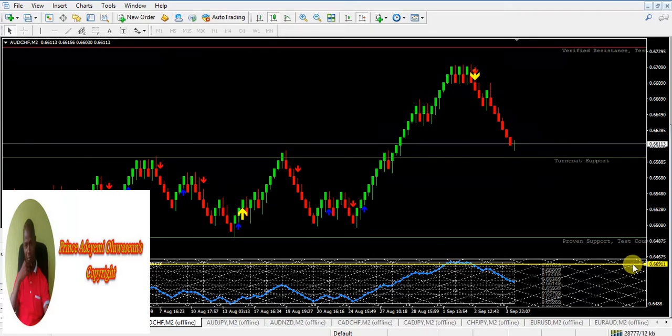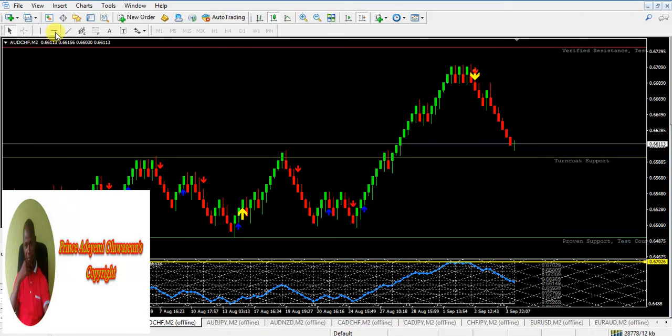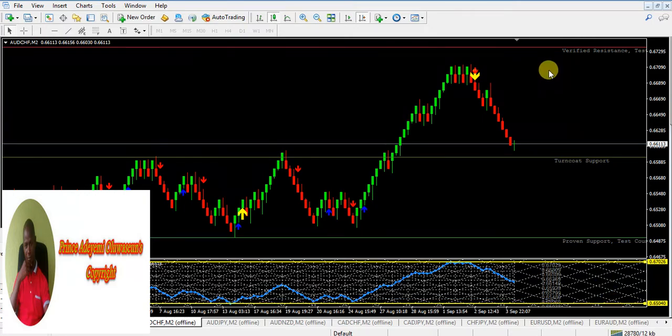Look at this line. That is our overbought line. Then this is the oversold line. You can see we have two lines there.